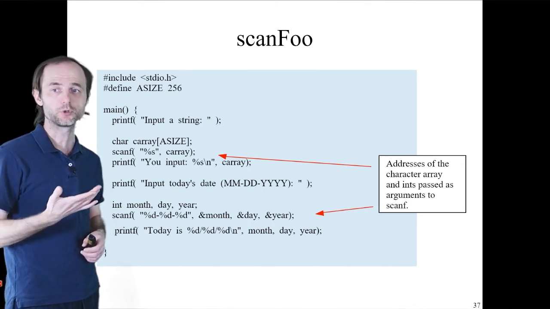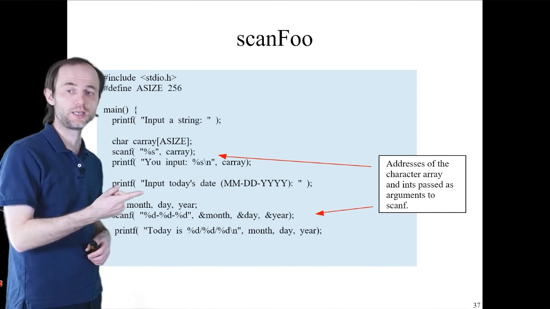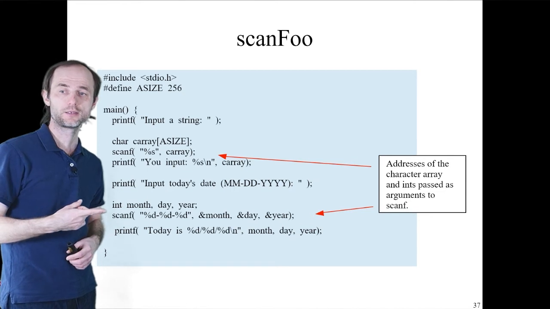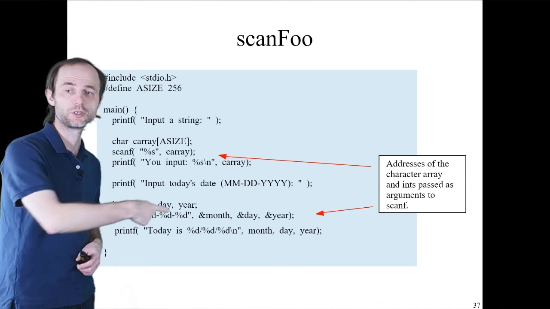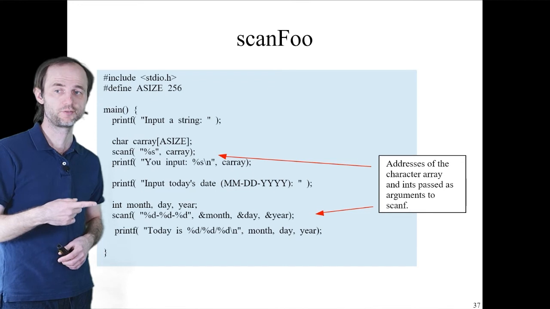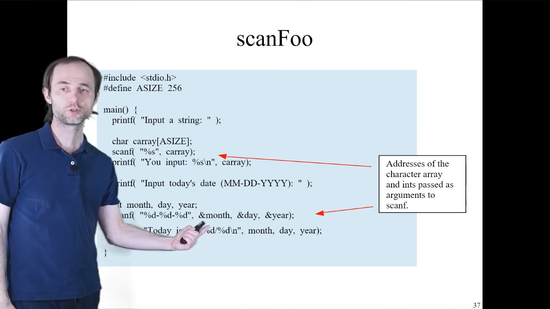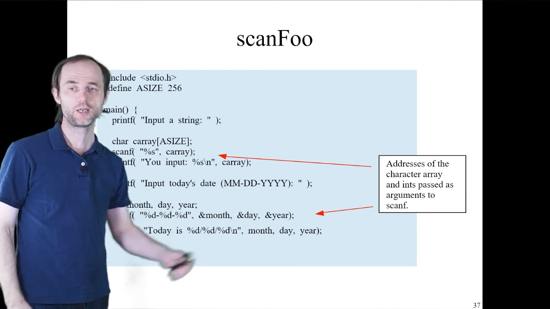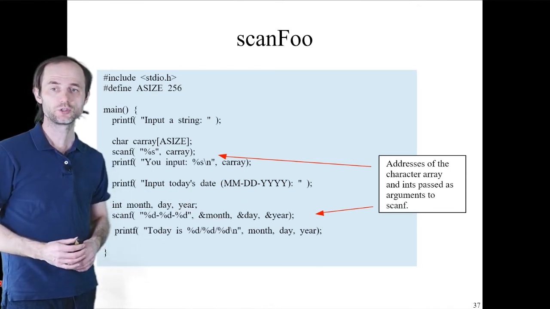So we're going to now request the user to input today's date. And now we will define the variables for month, day, and year. And we use the newly acquired knowledge of how to use the scanf call in order to convert the string into month, day, and year. And finally, we're going to print out the answer.